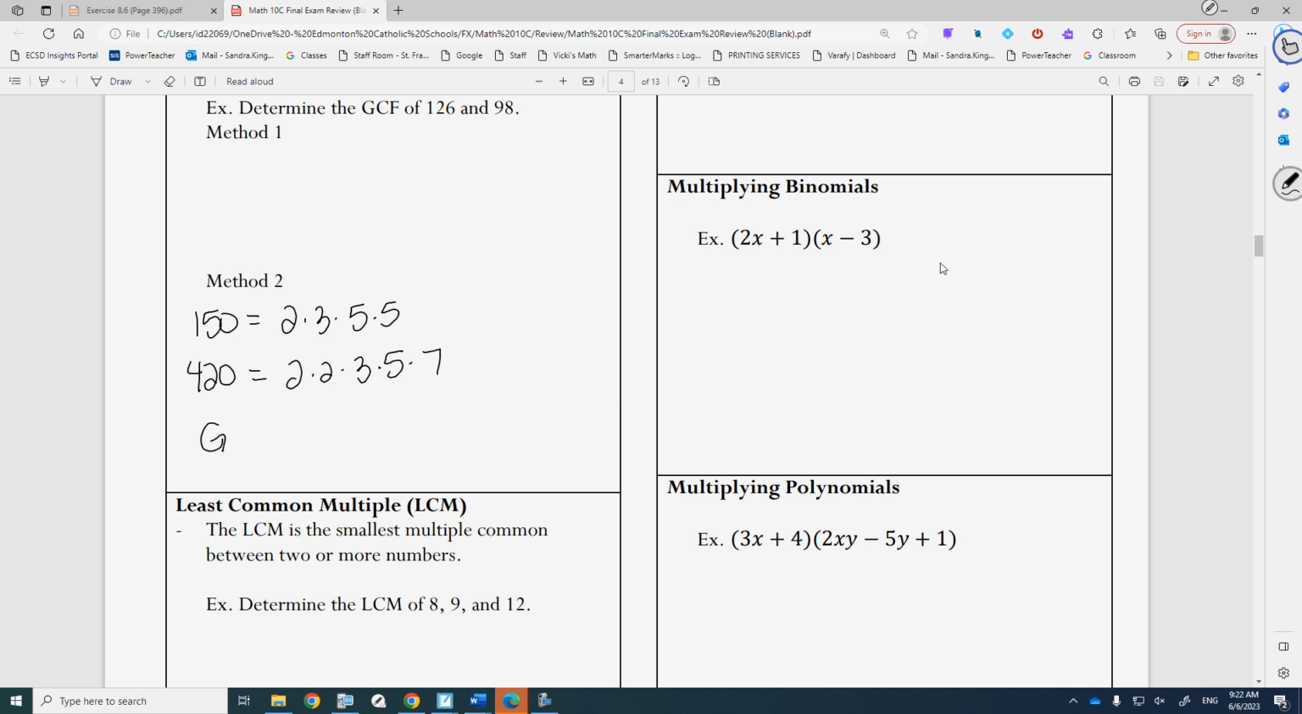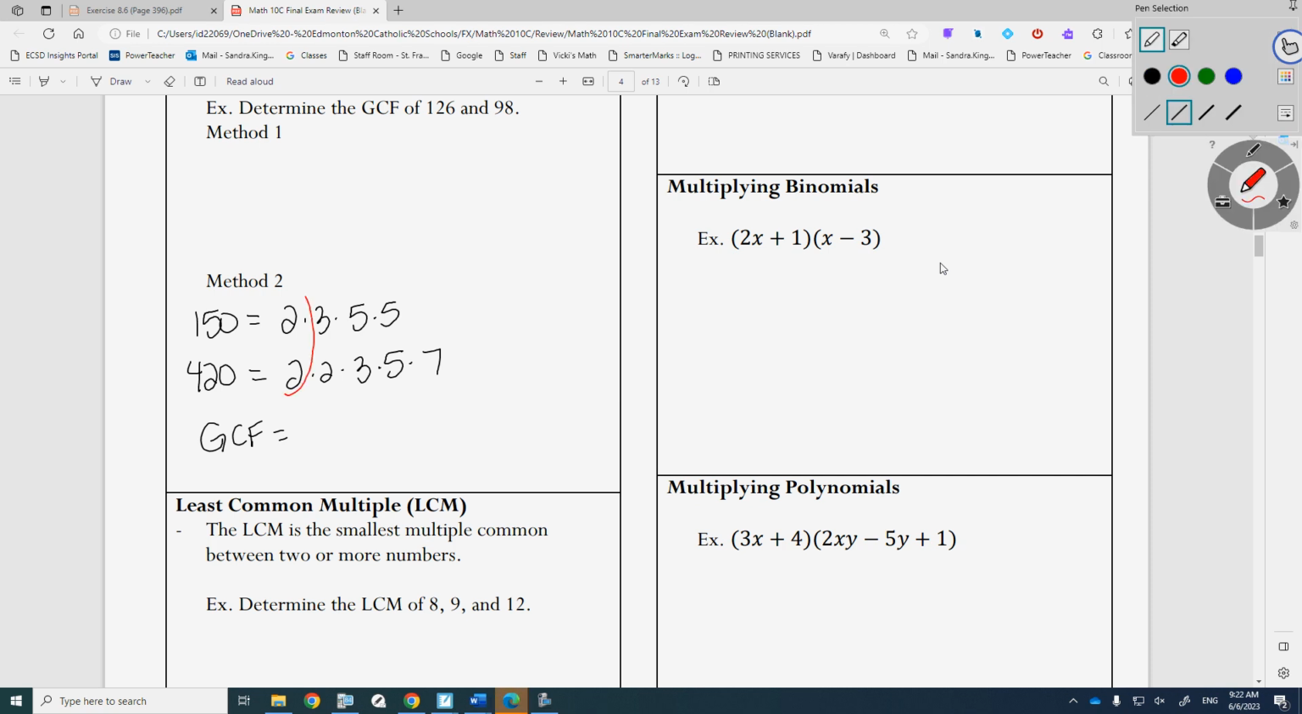The GCF, the greatest common factor of these two numbers: what's the biggest number that would divide into these two numbers? So circle what's common. For every group that you've circled, you would write one of those numbers. So write a 2, write a 3, write a 5. If you multiply that, you would get 30.